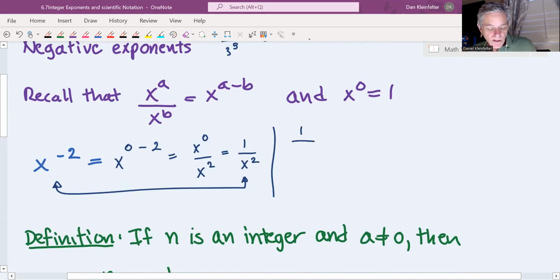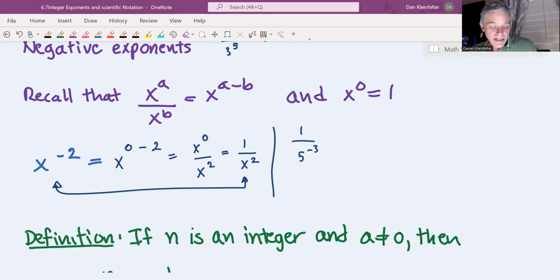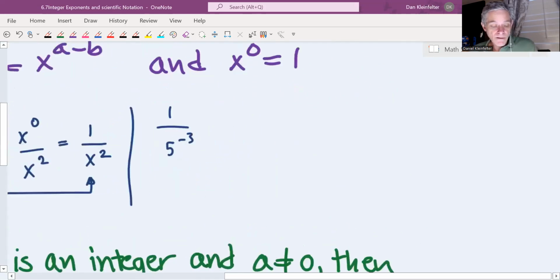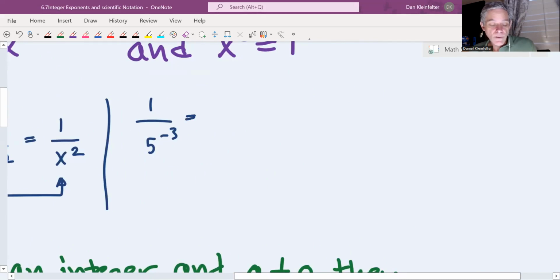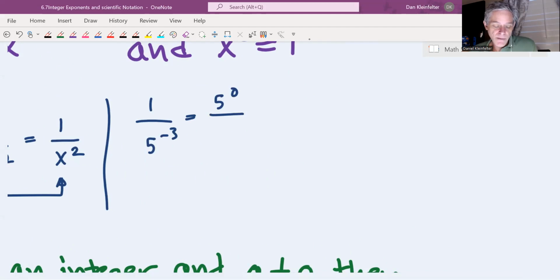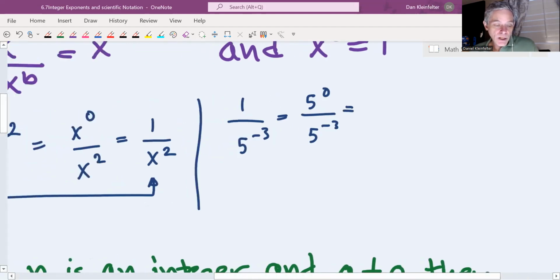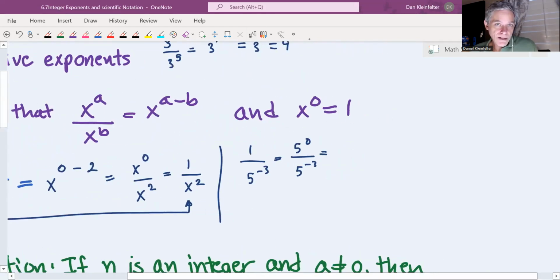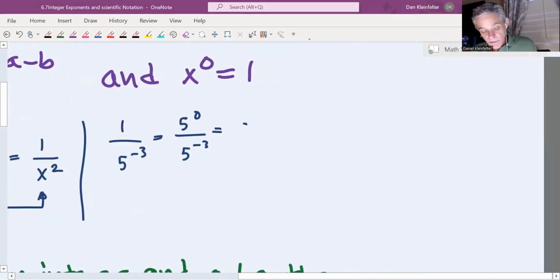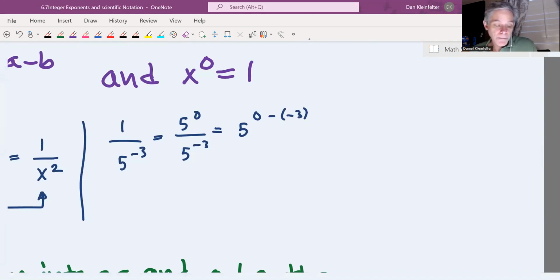If we had 1 over, let's say, 5 raised to the minus 3 power, how could we make sense of that? In the numerator, we would have 1. We could think of that as 5 to the 0th power, which is 1. Down below, we have 5 raised to the minus 3 power. Using our exponent rule about subtracting exponents, this would be 5 raised to the 0 minus negative 3 power. Watch the double negative in there. 0 minus negative 3 is the same as 0 plus 3, and that's 5 raised to the 3rd power.